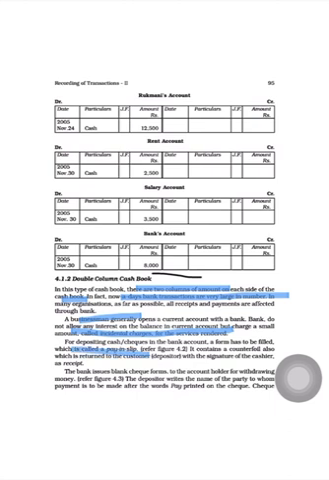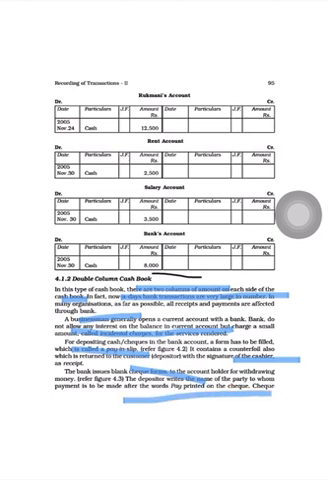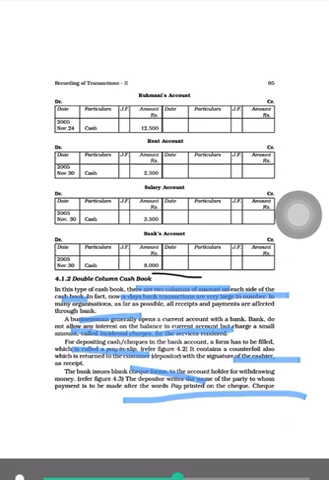For depositing cash or a check in the bank account, a form has to be filled, which is called a pay-in slip. It contains the counterfoil also, which carries the depositor's signature for the cashier. The bank issues blank checks to the account holder, so we can deposit and withdraw money from our account. This will be treated in the double column cash book.